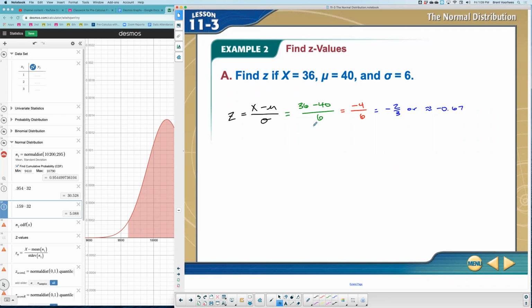So what does that mean? That means 36 is 2/3 of a standard deviation to the left of the mean. That's what it means. So if you had the mean here, the 36 value would be 2/3 of a standard deviation to the left.